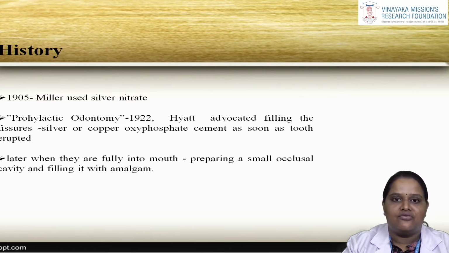In 1905, Miller used silver nitrate. Prophylactic odontotomy: in 1929, Hyatt advocated filling of the fissures with silver or copper oxyphosphate cement as soon as the tooth erupted in the oral cavity. Later, when the tooth is fully erupted into the oral cavity, preparing a small occlusal cavity and filling the deep pits and fissures with amalgam.